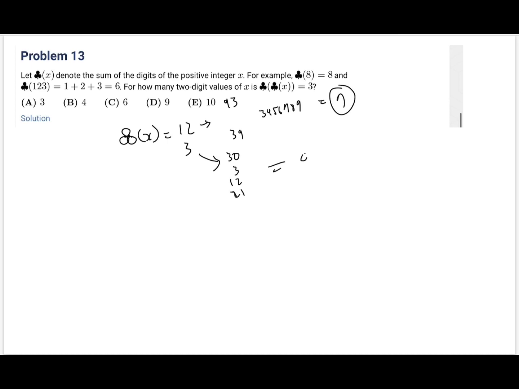This is 4. So 7 plus 4 equals 11, right? But 11's not here, right? Why is that? Because 3 is not possible, so this has to be 3. So 7 plus 3 equals 10, so the answer is 9.